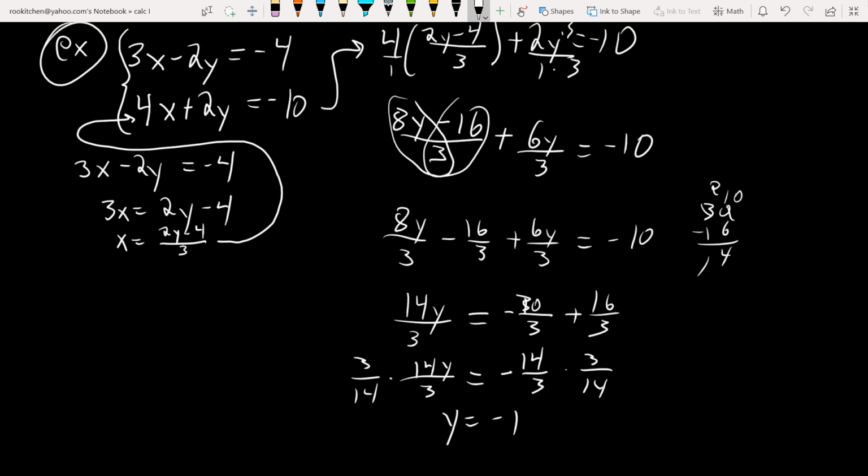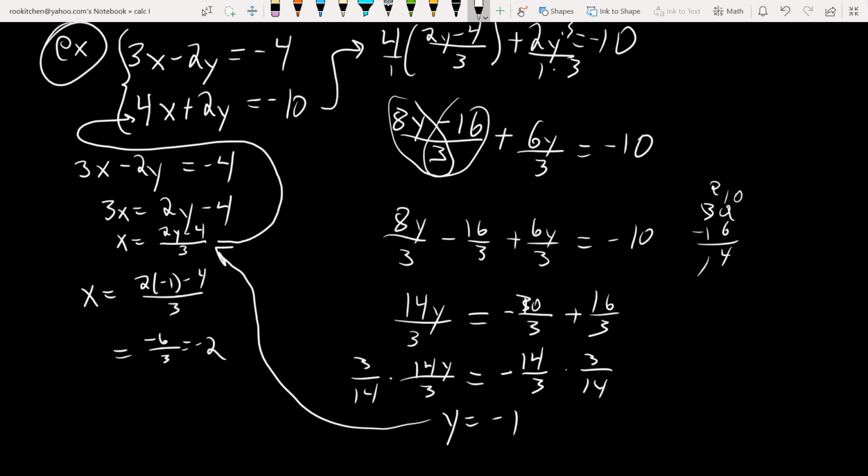Okay, once you get that answer, take it and substitute it back into the expression for the other variable. You'll have 2 times negative 1 minus 4 over 3, which would be negative 2 minus 4 is negative 6 over 3, which is negative 2. So my solution to that system is negative 2, negative 1.